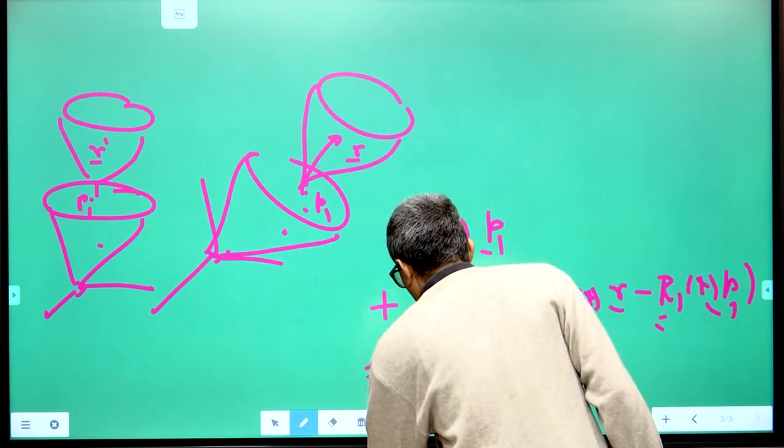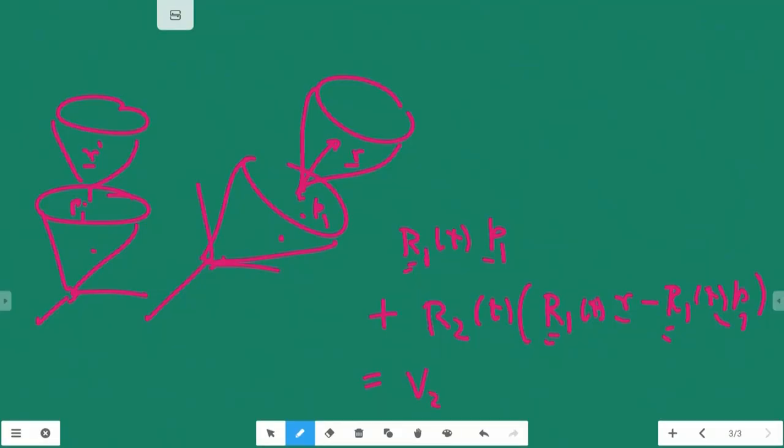If I call this a point V2(t, r), V2(t, r) will be the time derivative of this position, namely R1 dash(t) P1 plus d by dt of R2(t) R1(t) multiplied by r minus P1, and then you take its norm square, multiply by the mass density rho, and integrate over the body of the second link.